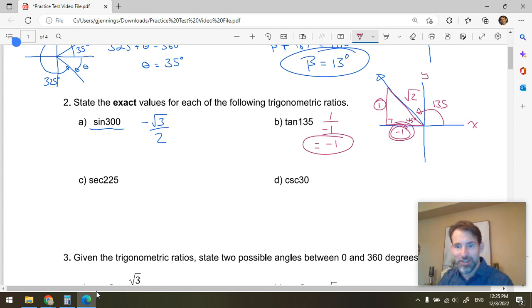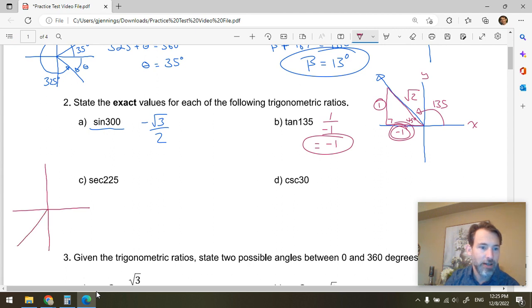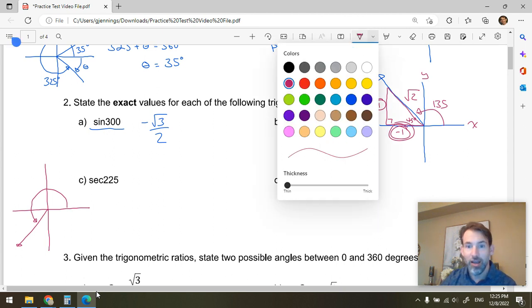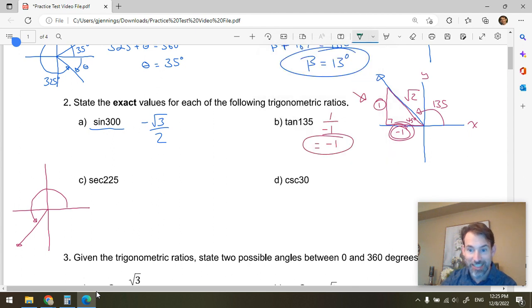Secant. Oh my goodness, what's secant 225? Well, first, I would recommend draw a 225 degree angle. There it is there. All right, that's 225 degrees. And we can put inside there this same triangle because it's also 45 degrees to the x-axis. 180 plus 45 is 225. So put that triangle in there, imagine it, visualize it, see it in there. That's the right angle. This is negative 1, this is negative 1, and this is still root 2.